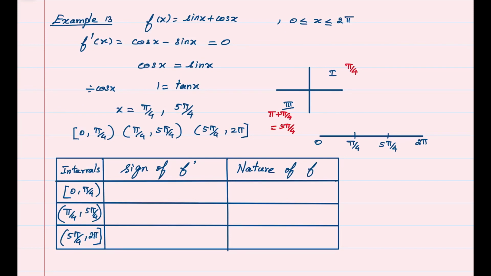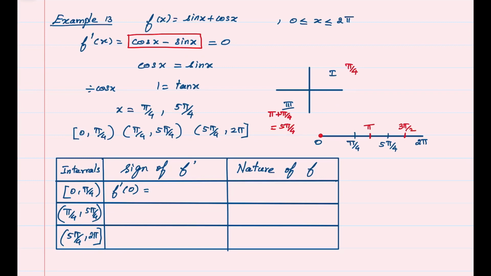Look at the number line. For the first interval, we will substitute pi by 6 and check, or we can substitute 0 also. 0 is included in the domain. And from the second interval, we will check at pi by 2 or pi. And from the third interval, we will take 3 pi by 2 for checking. F dash of 0, and we have to substitute in cos x minus sin x. We should not substitute in tan x and check because we got tan x only after equating it to 0.